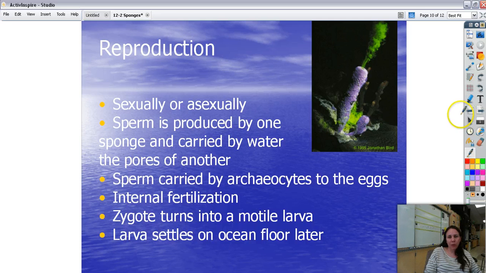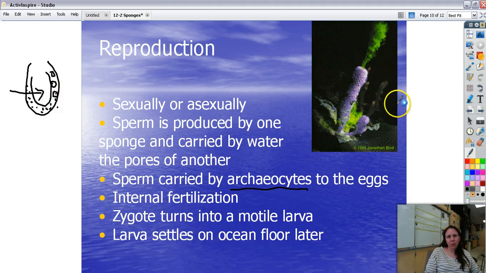Now looking at how they reproduce, it's kind of interesting. They can reproduce sexually or asexually. If it's sexually, what they'll do is produce sperm by one sponge. So here's sperm getting shot out of a sponge here, and then it'll float through the water. A female sponge will suck in the water, and then the eggs are carried in, and then the eggs get distributed, get picked up by an archaeocyte. So the archaeocyte, the eggs are floating around inside here, so the archaeocyte will pick up the sperm and deliver it to the egg where fertilization then occurs.